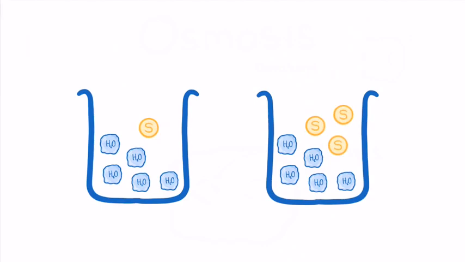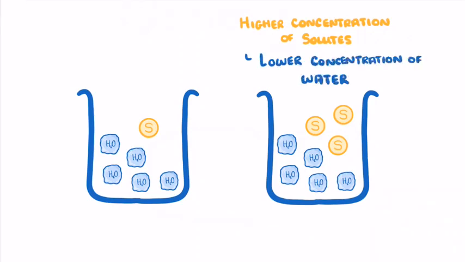The one on the right will have a higher concentration of solutes than the one on the left, which means that it must have a lower concentration of water. Remember that it's not the volume of water, but rather the proportion of water to solutes that determines its concentration.